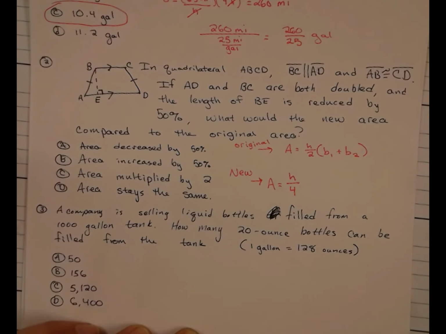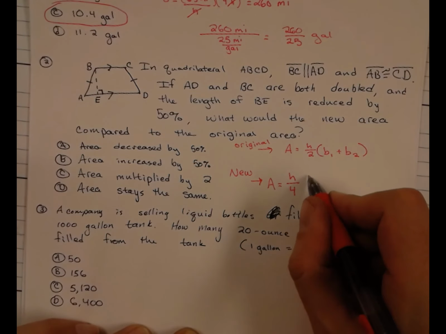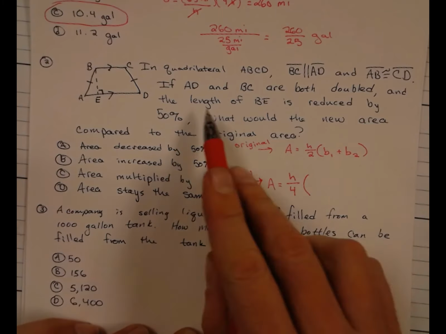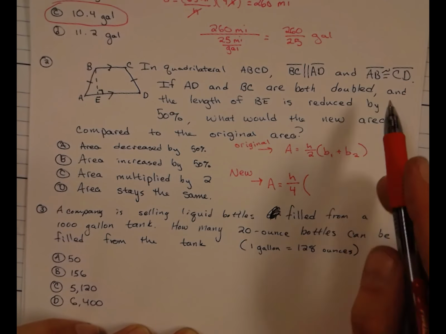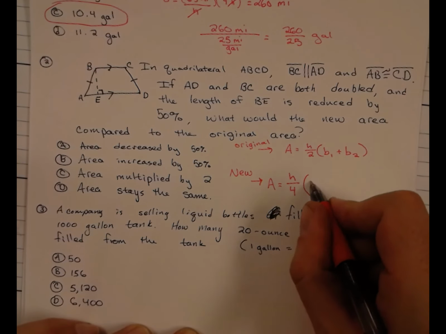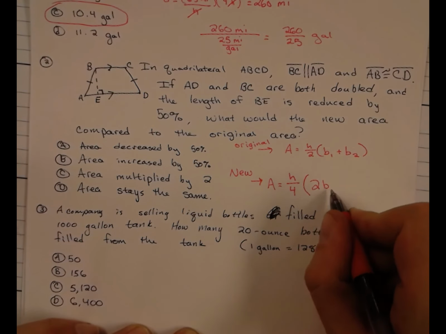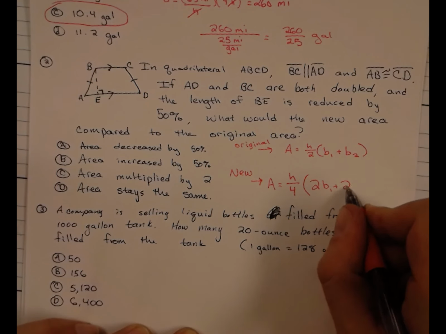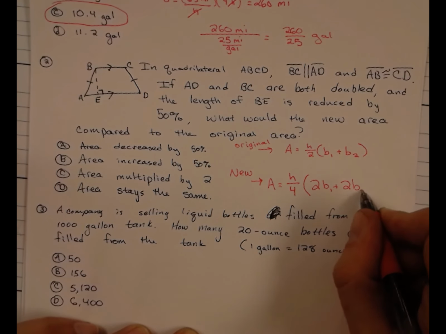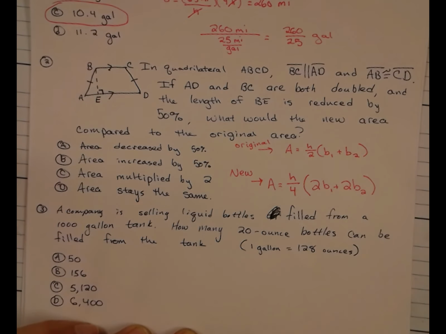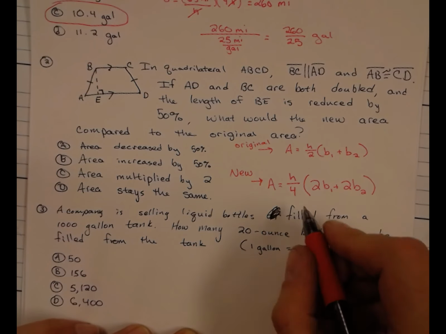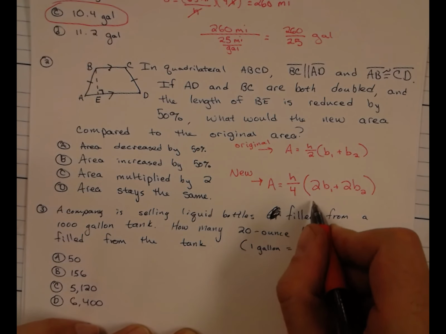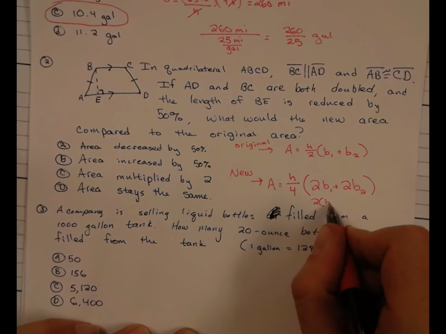Okay, and then what else happened? Both AD and BC are doubled. So we're going to look at 2 times B1 and 2 times B2. And now we just simplify this mess. First off, 2 in both of these terms, let's go ahead and factor a 2 out of that.